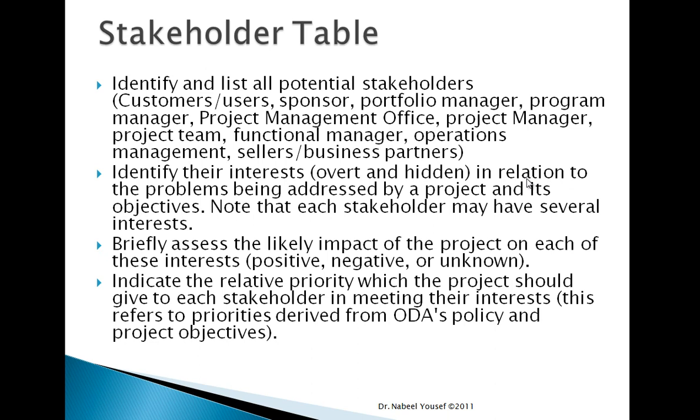So we need to briefly assess the likely impact of the project on each of these interests. Is it going to be positive, is it going to be negative, or unknown? Then we need to indicate the relative priority which the project should give to each stakeholder in meeting their interest. This refers to the priorities derived from the different policies and project objectives.